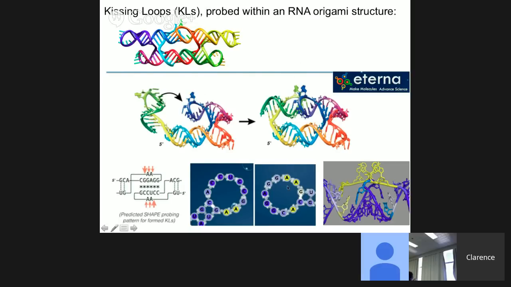And what's really neat is actually in the shape probing data, you see these A's that don't pair are bright yellow, and the kissing loop actually is really dark blue. And here I map that onto a 3D molecule so you can see these guys, the point in solution, are really getting modified a lot, and this one getting modified, but actually the kissing loop forms and it pairs dark blue like a nice helix ought to look.